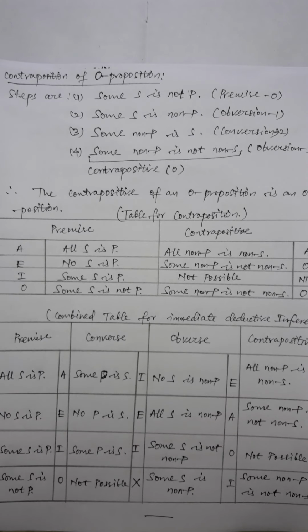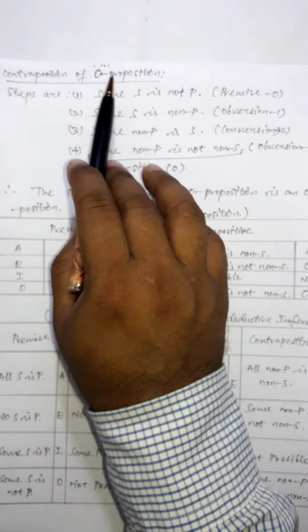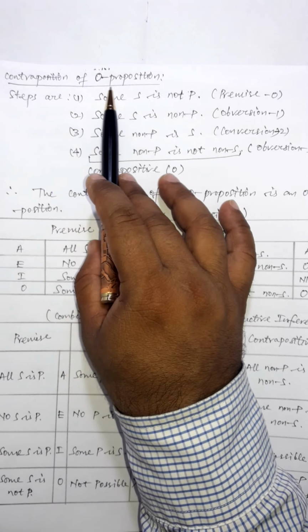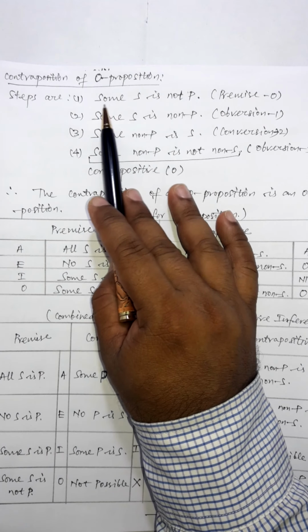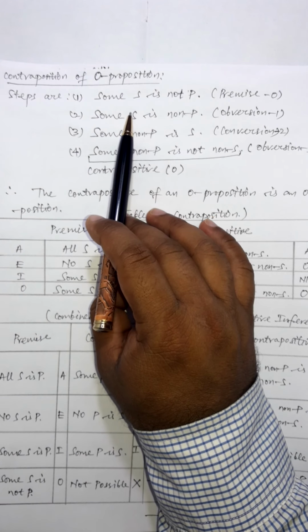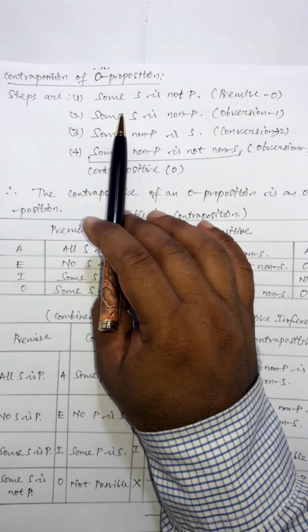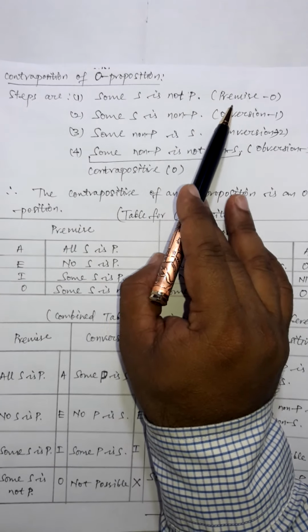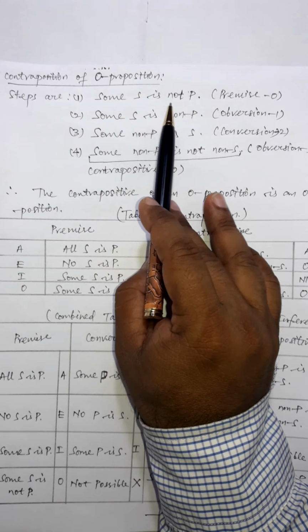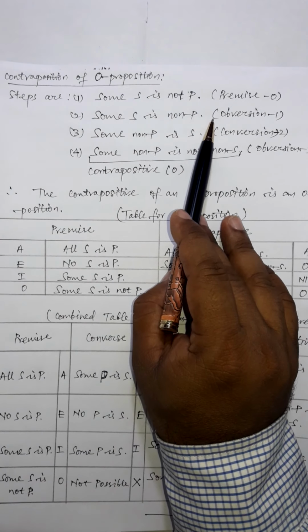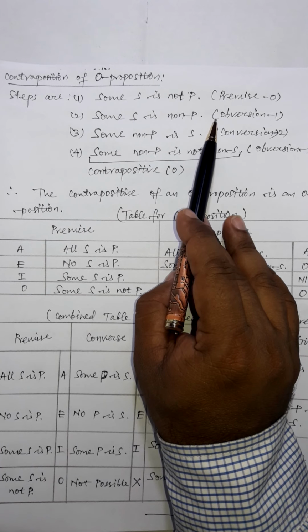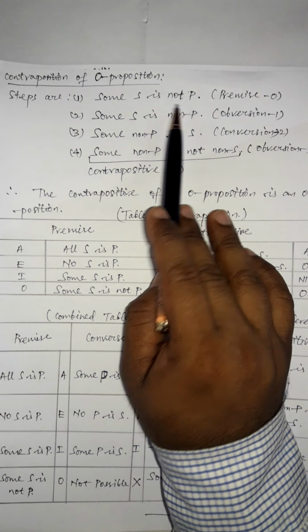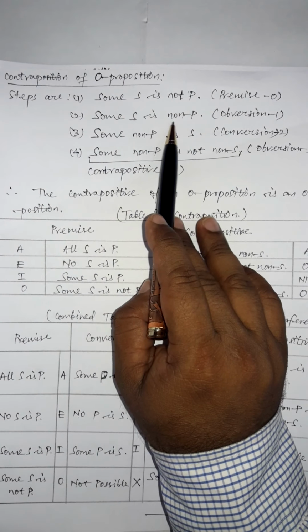Now come to the fourth type of proposition, that is O propositions. So the contraposition of O propositions, let's discuss. Steps will follow as usual. First of all, write down the structure of O propositions, which is the premise here, and that is "Some S is not P". First of all, let's apply obversion on it. So it will become "Some S is non-P".